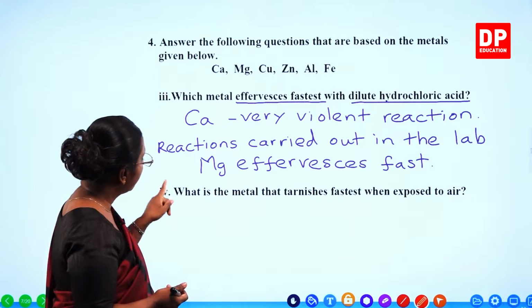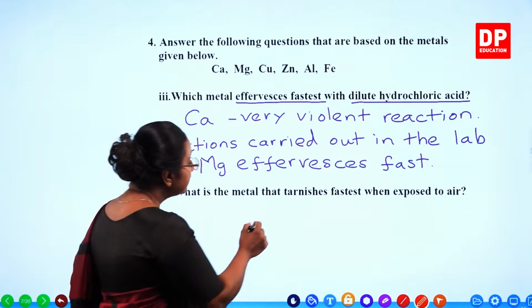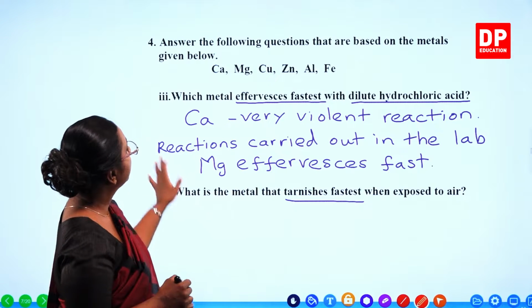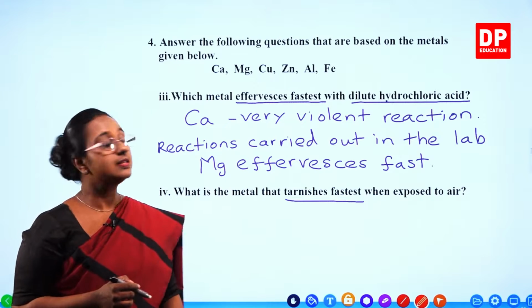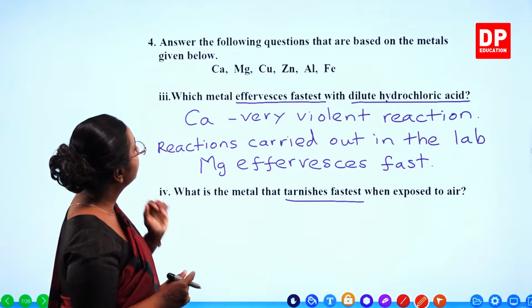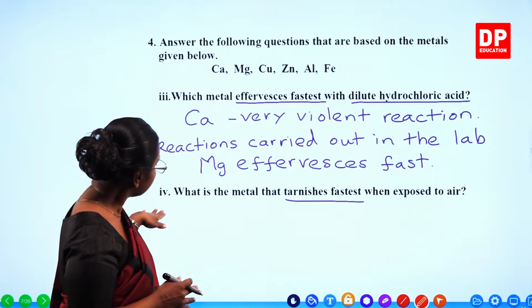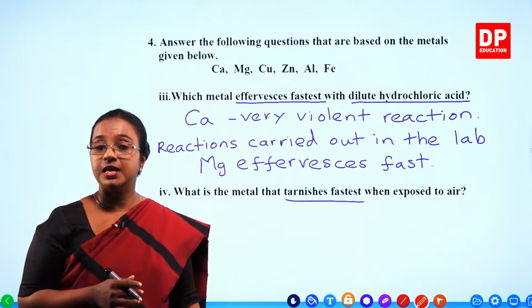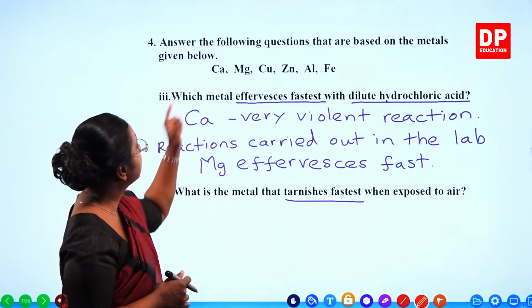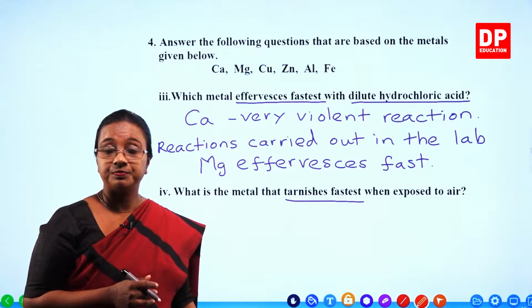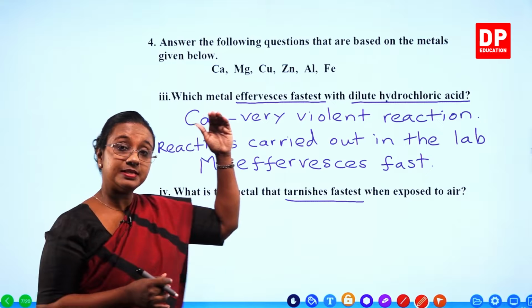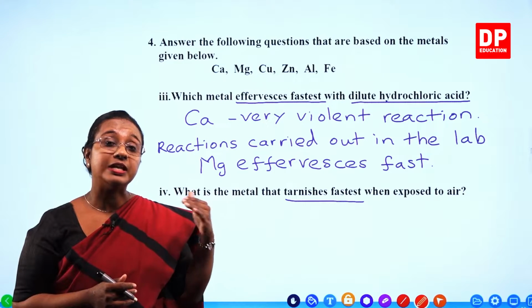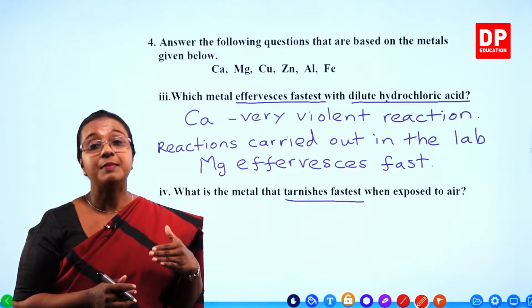Then the fourth one, what is the metal that tarnishes fastest when exposed to air? Now again, out of all these metals, what do we write there? If we say the metal that tarnishes fastest when exposed to air, again it is going to be calcium. Why? Calcium is at the top of the activity series. Potassium, sodium, calcium, then only magnesium.